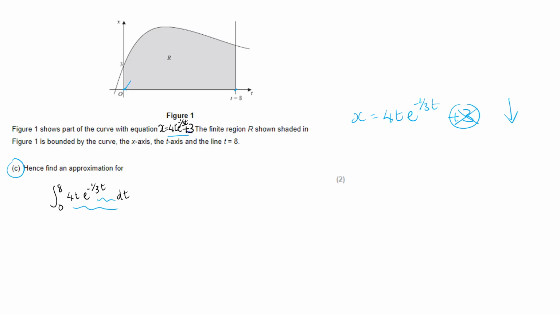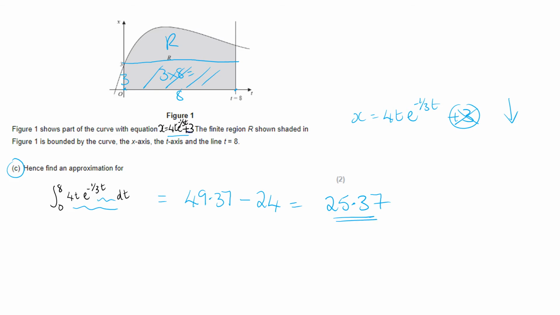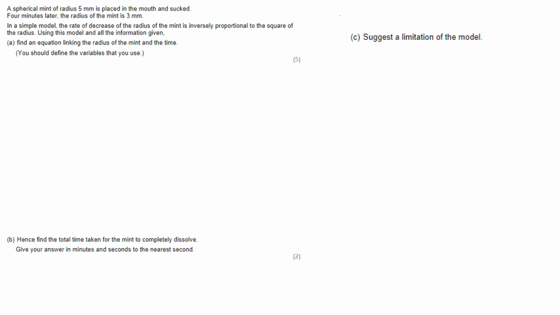So really the graph will be like this, so it's all shifted down, and what will be removed is a rectangle that is a 3 by 8. So that will go shifted down, so we'll just have this shape as our R. So what we need to do is use our previous answer, which was 49.37, and take away a 3 by 8 rectangle, so taking away 24, so our answer will be 25.37.